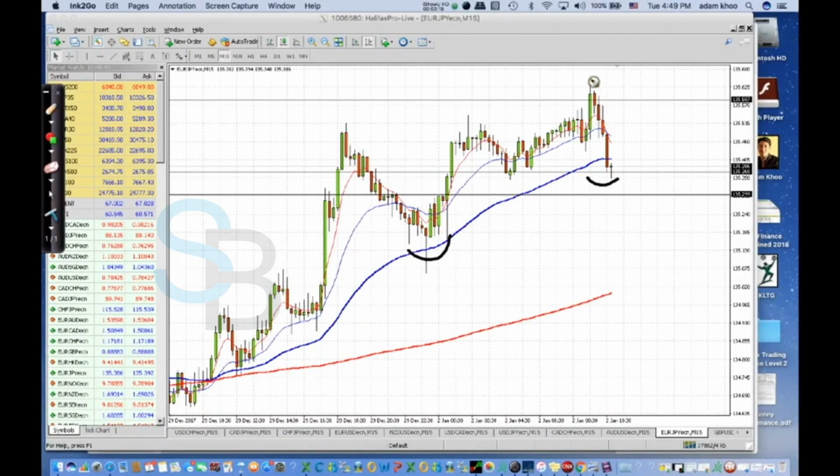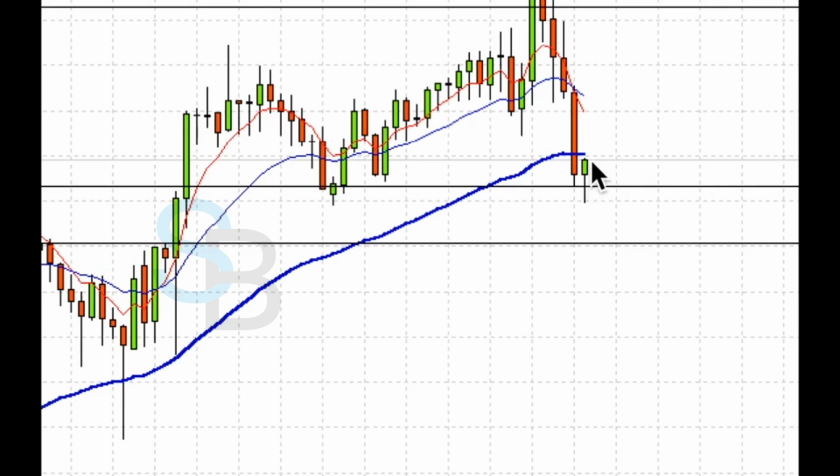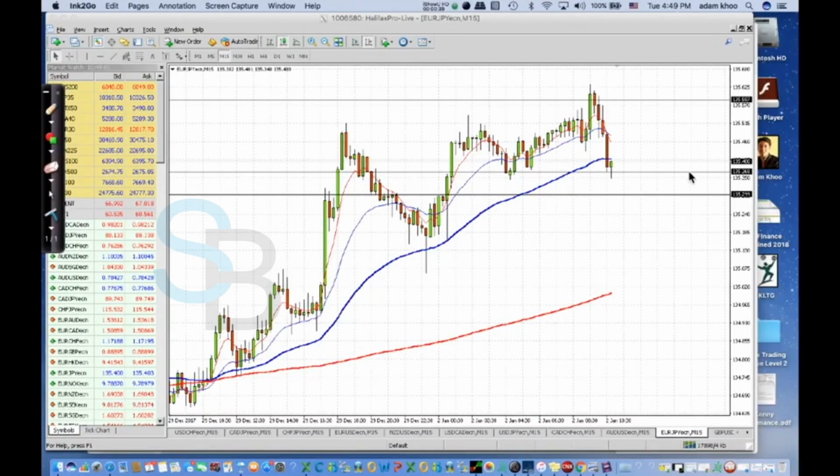The recent high is higher than the previous high, and the recent low is at the previous low. In fact, this could act as a potential support level. So I'm going to do a potential buy right now, and I could buy currently at this price.